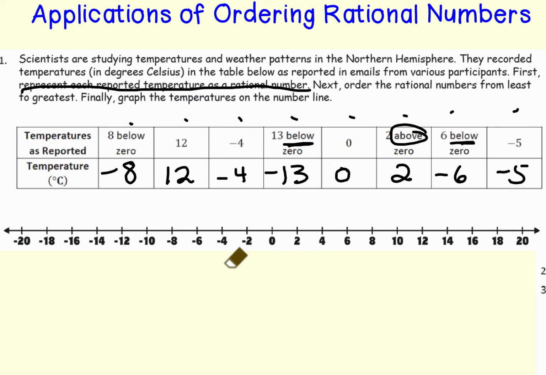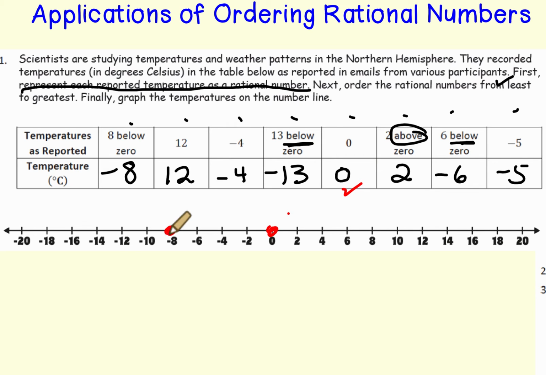So next, we're going to order the rational numbers from least to greatest. And then we want to put the numbers on a number line. It doesn't matter which one we do first. I'm going to order them from least to greatest last, because if I put them on the number line, it'll be done for me. Okay, so 0 is at 0. And now I'm going to do the rest.